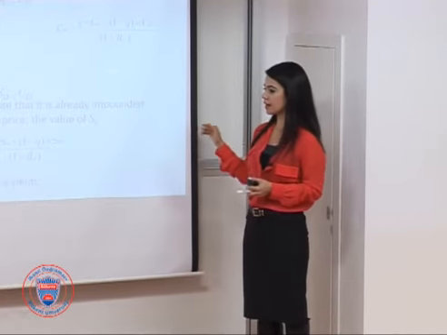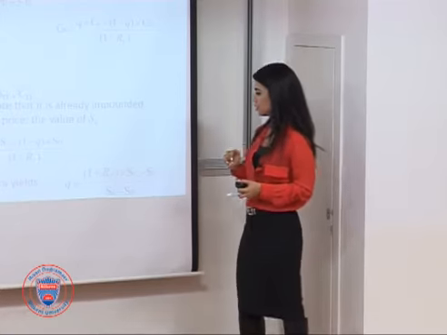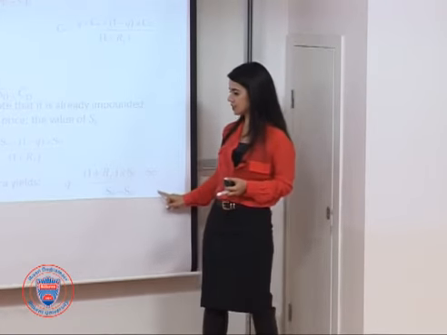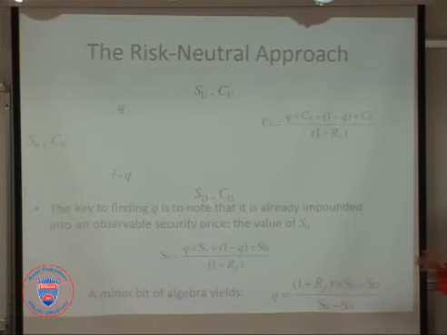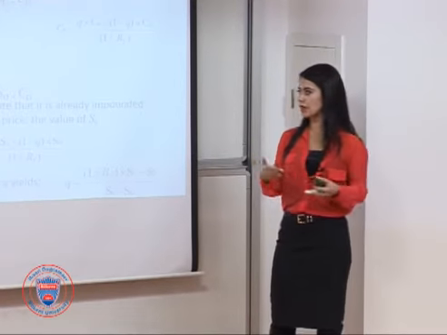Okay, so this is basically just the same thing. I'm just moving the location of things a little bit. From here, I can find the probabilities. I can find Q and 1 minus Q. Q is having an up state. 1 minus Q is having a down state.